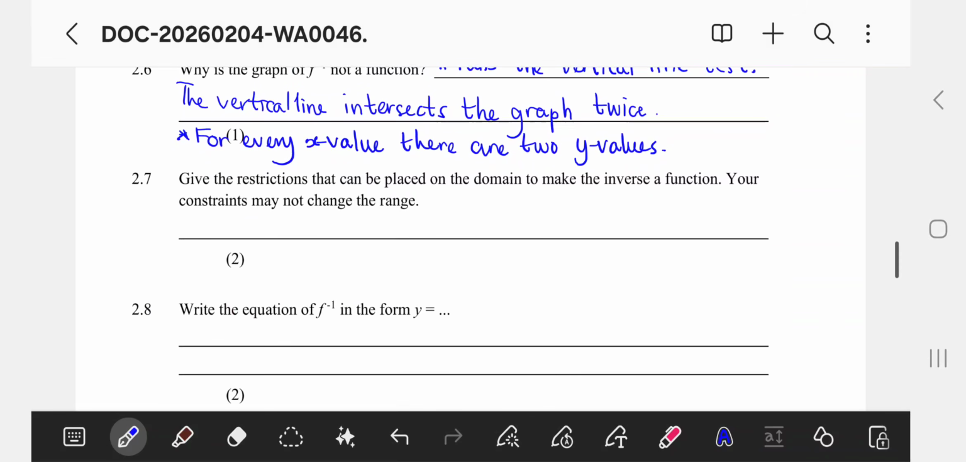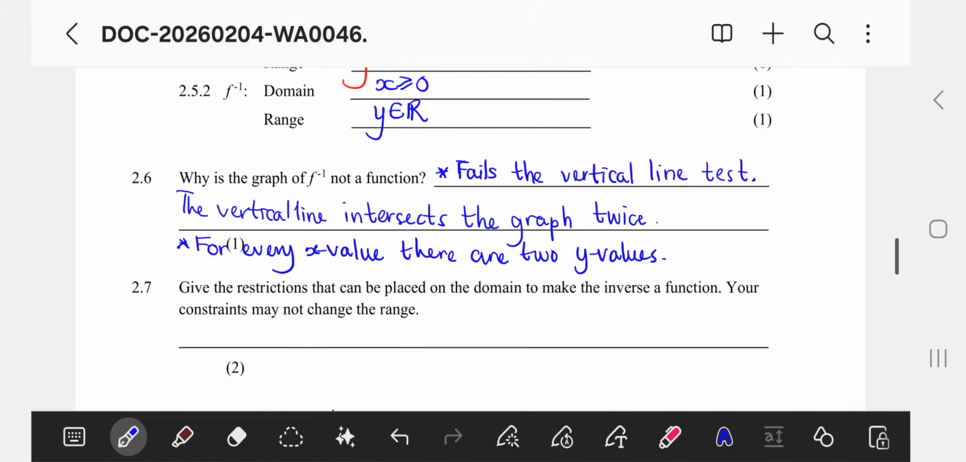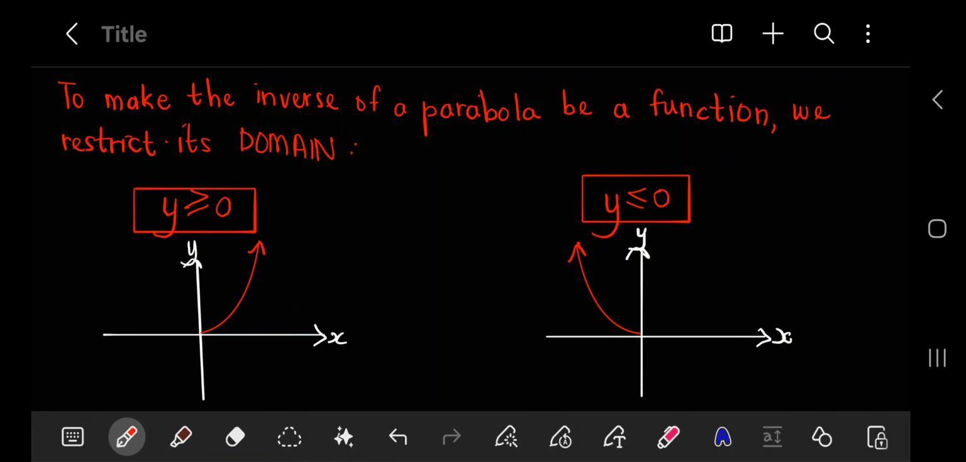Then 2.7 says, give the restrictions that can be placed on the domain to make the inverse a function, and your constraints may not change the range. Okay, let's understand this. Now, you guys, I am just going to draw this separately for you. Okay, so now you guys, here is what we can do to a parabola so that its inverse is a function. So I've got here, to make the inverse of a parabola be a function, we restrict its domain.